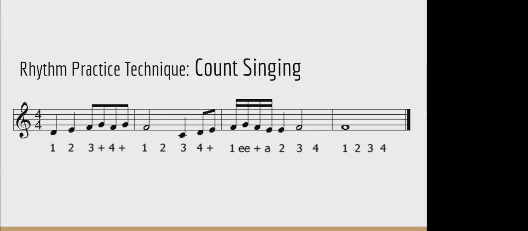1, 2, 3, then 4 and. Our next rhythm in the third measure starts with 16th notes. And this is broken down even further. So we have our general beat, 1, 2, 3, 4. We have an eighth note subdivision, 1 and 2 and 3 and 4 and.